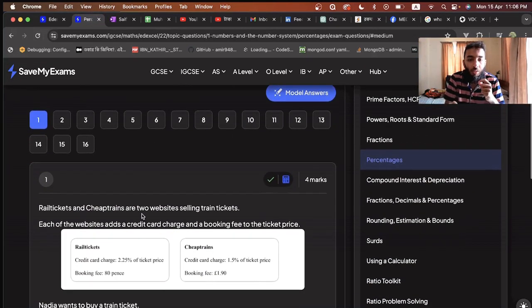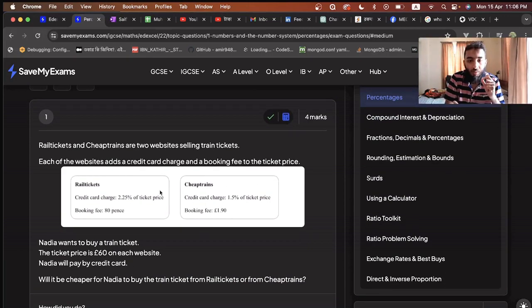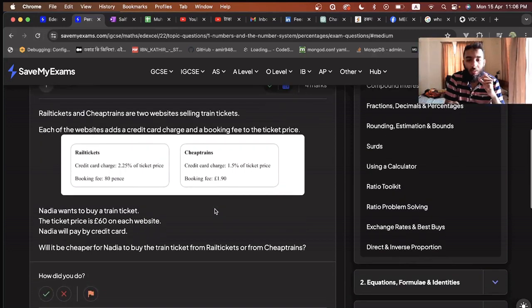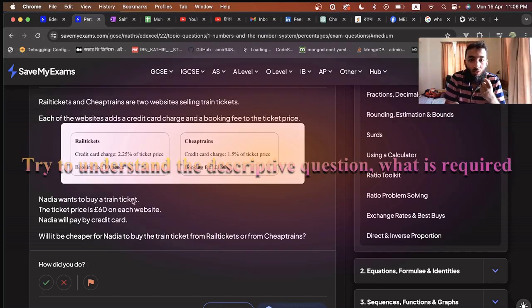In the medium category, let's read the first problem, which says Rail Tickets and Cheap Trains are two websites selling train tickets. Each of the websites adds a credit card charge and a booking fee to the ticket price. The credit card charge for Rail Tickets is 2.25%, for Cheap Trains it is 1.5%, and the booking fee for Rail Tickets is 80 pence, and for Cheap Trains is 1.90 pounds. Nadia wants to buy a train ticket.